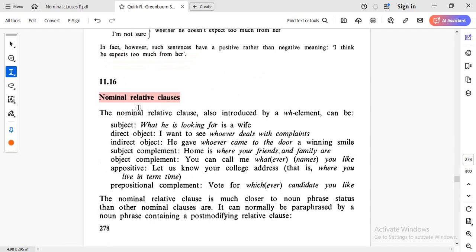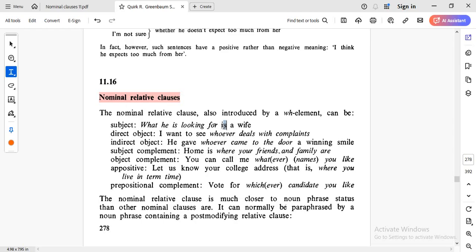The next type of nominal relative clauses, we knew them by a WH element. But here we don't have a question. These elements are just linking words. And it's different from WH interrogative clause because we have the answer here in the sentence. What he is looking for is a wife. So the answer here is a wife. What he is looking for, this is the nominal relative clause.